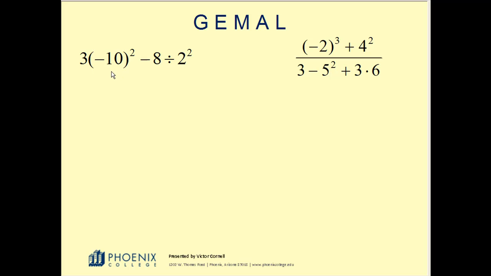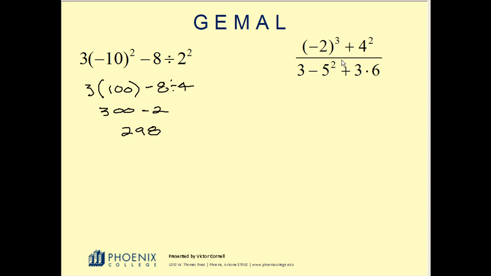Here we have no grouping symbols. The parentheses here are used to show that we're squaring negative 10. So negative 10 squared is negative 10 times negative 10, which is positive 100. And then 2 squared is 4. Now we do multiplication and division as it occurs from left to right. Multiplication occurs first, so 3 times 100 is 300. And then 8 divided by 4 is 2. And then subtract, 298.